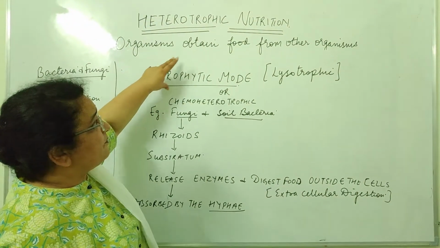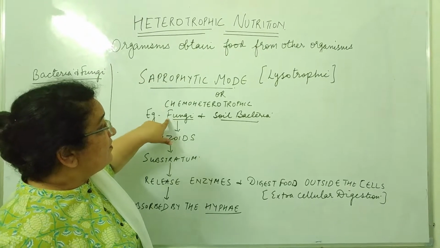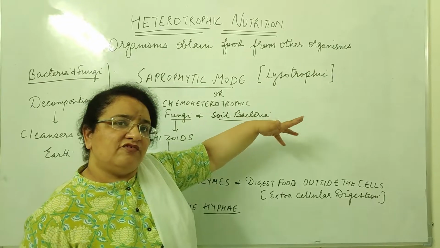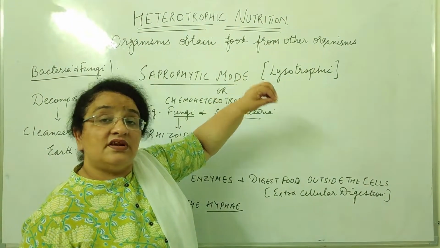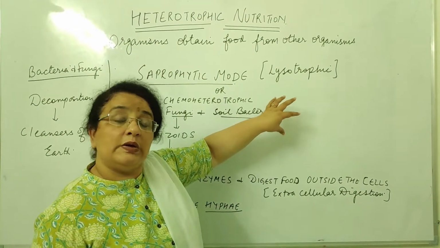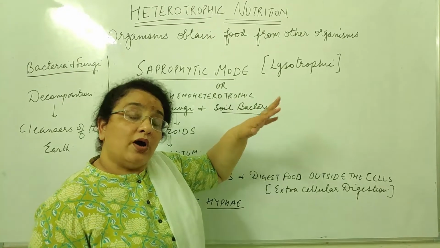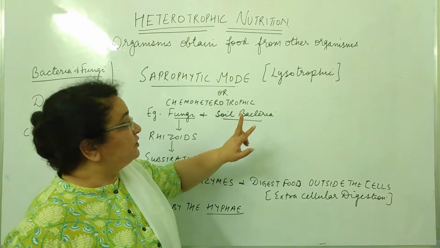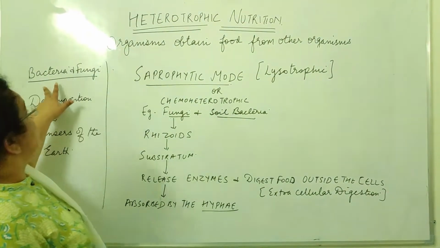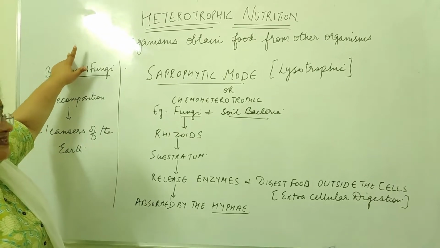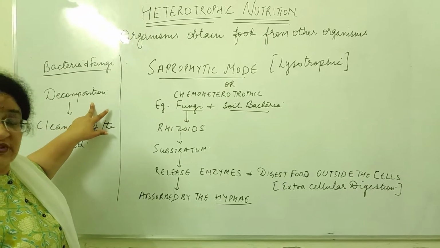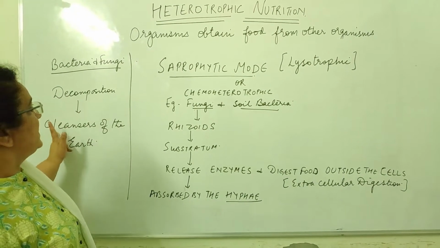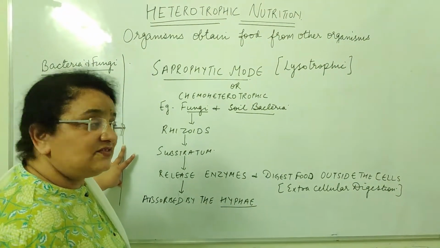Now, examples for the saprophytic mode of nutrition are fungi and soil bacteria. Not only soil bacteria, any other kind of bacteria which settles down on food or soil or anything which is present above the earth, above the soil, you can say land, they decompose them. So that is why fungi and bacteria are also known as decomposers. They carry out a process called decomposition, and hence they are also known as the cleansers of the earth.